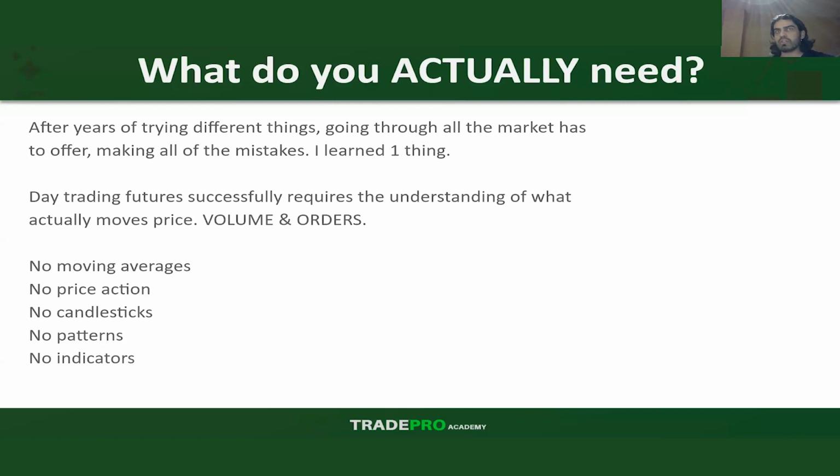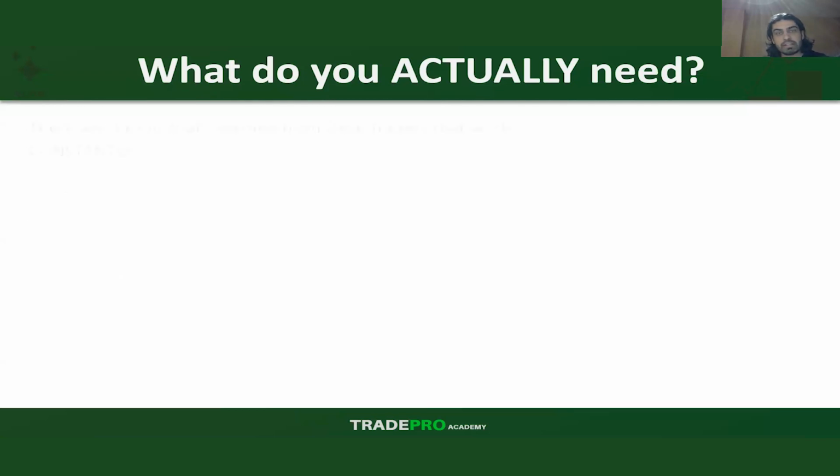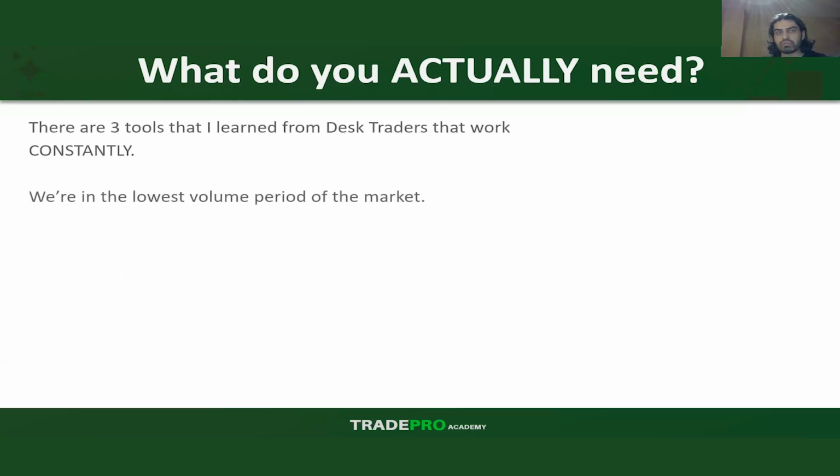If there's a lot of buy volume, price is expected to go up. If there's a lot of sell volume, price is expected to go down, right? That's a very easy concept, but where you extract that information from has always been a puzzling aspect for me. And those are the 3 tools that I'm going to introduce throughout this workshop: volume and market profiles and the depth of market, right? Very simple. I already gave away some of the secrets. These are 3 general tools that I learned from desk traders that work constantly, because volume is going to move price.